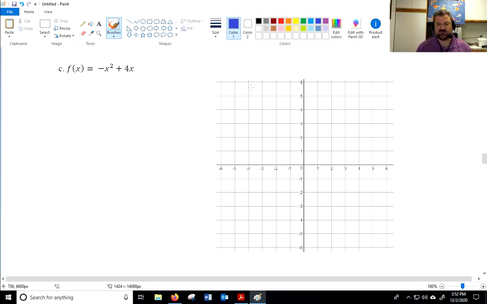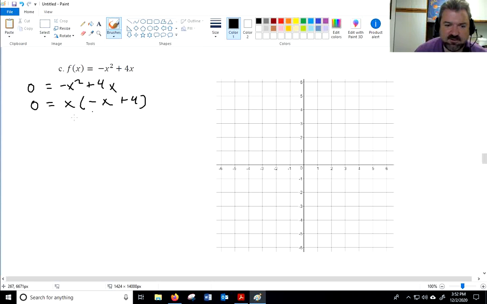All right, let's try this one. First, we get the zeros. Anytime you don't have a constant, anytime every term has an x, that means that 0 is a zero. It means you can factor out an x. So let's factor out an x. I get negative x plus 4.